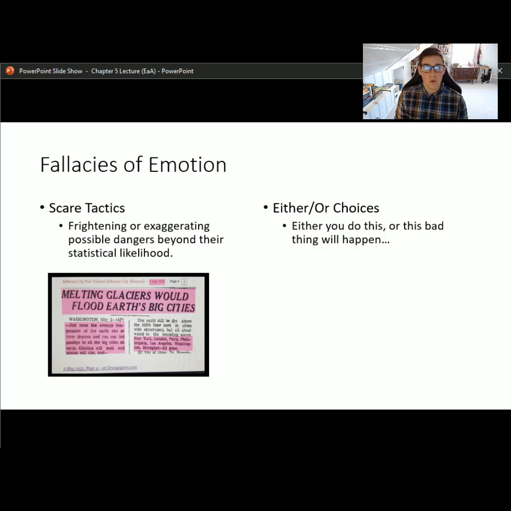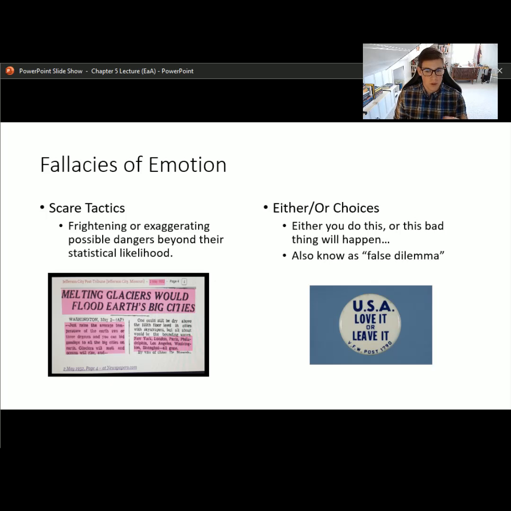Then we have either-or choices. This is pretty simple. Either you do this or this bad thing will happen. This is also known as a false dilemma. So, USA, love it or leave it, right? The idea here is that you break down a very, very complex idea into one option or another. It's either choose this option or this bad thing will happen.